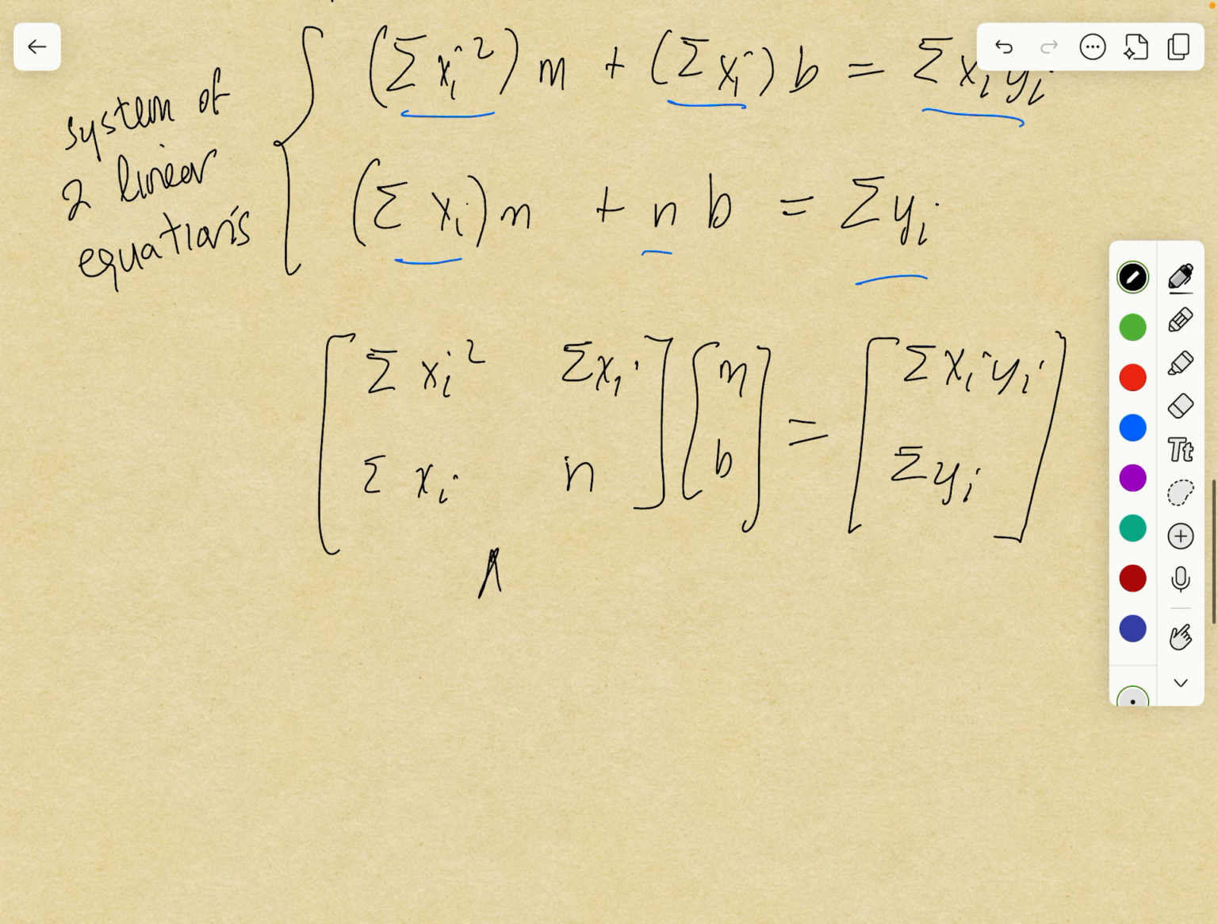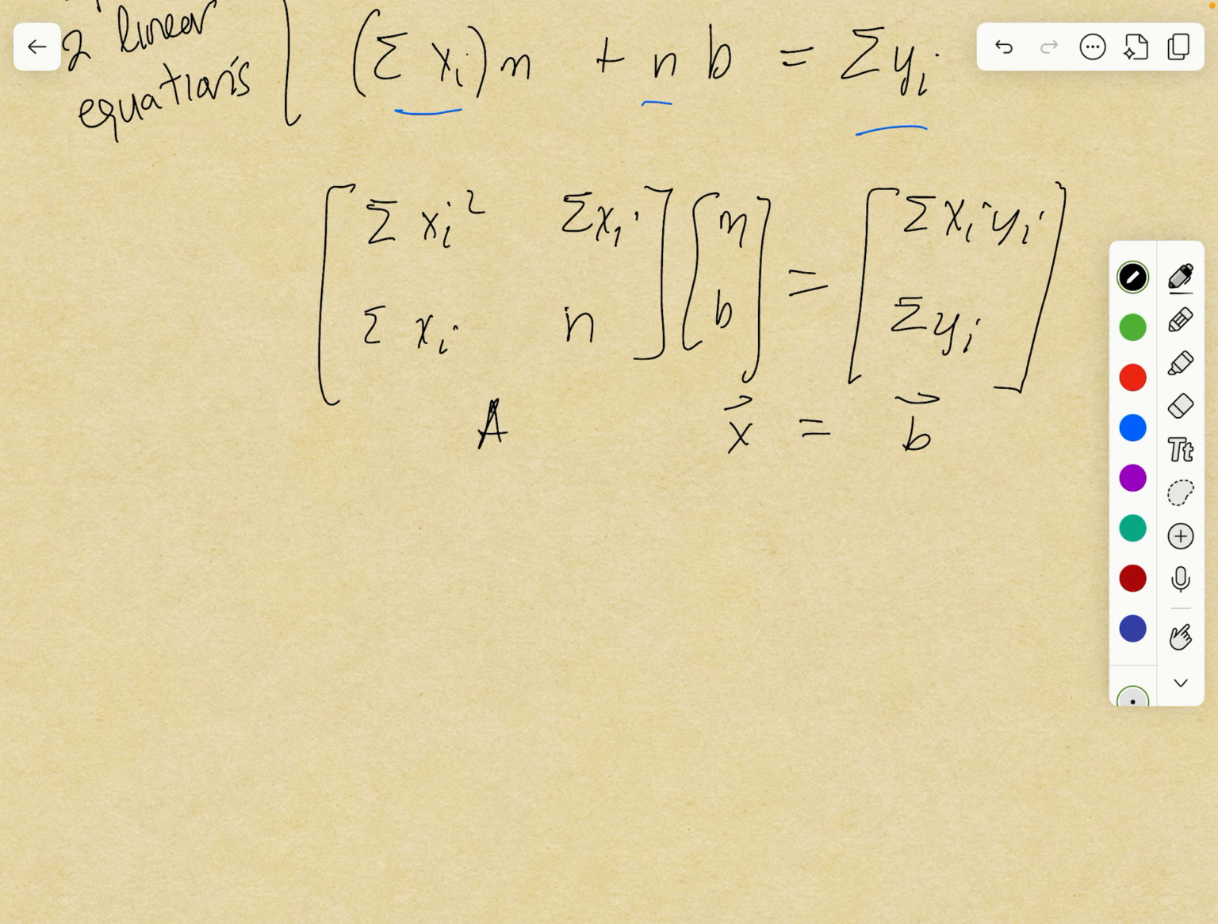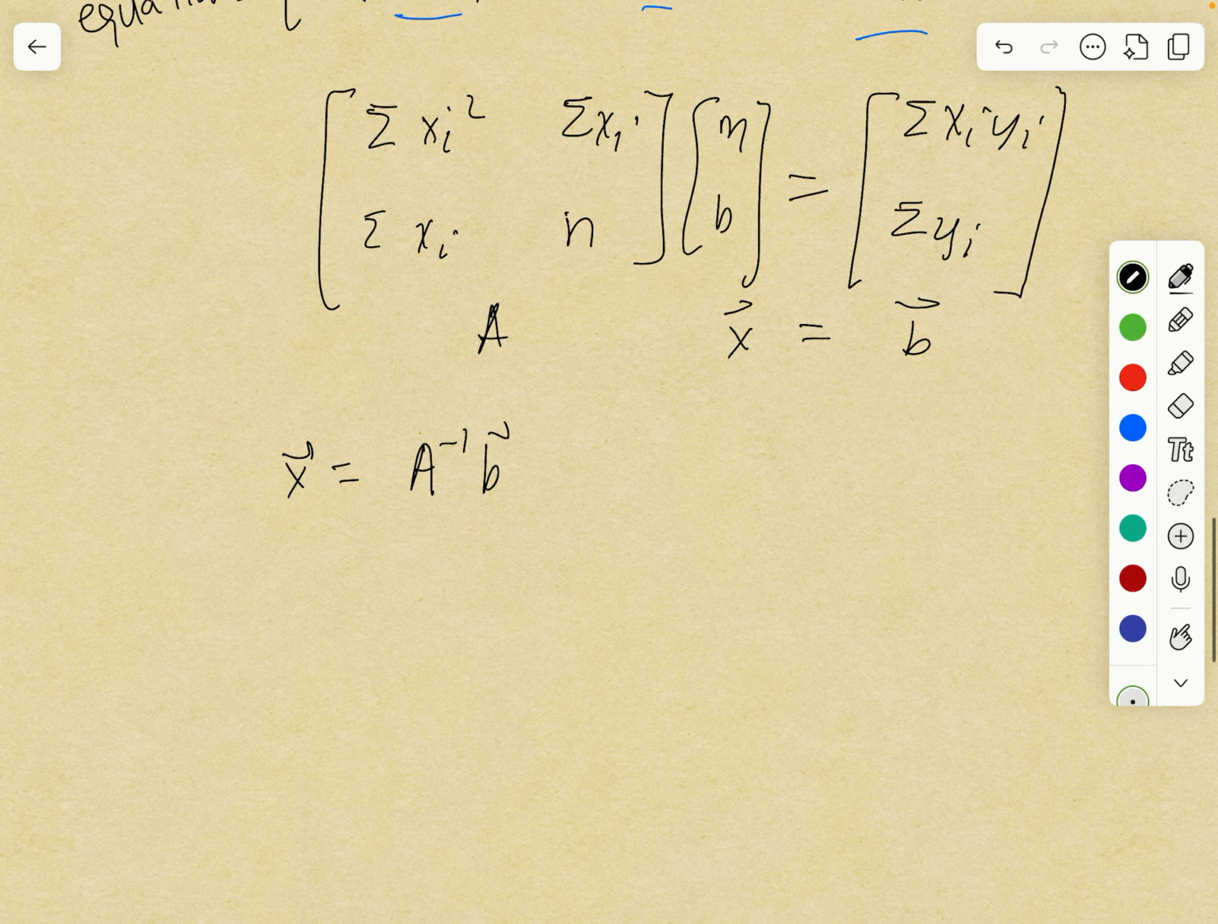So this is just like Ax equals b, right? And I can multiply by A inverse using the formula for the inverse. And when you do that, you end up getting x is equal to A inverse b.